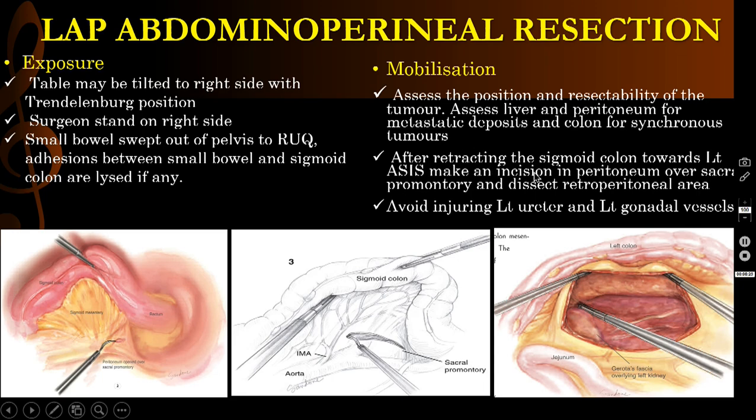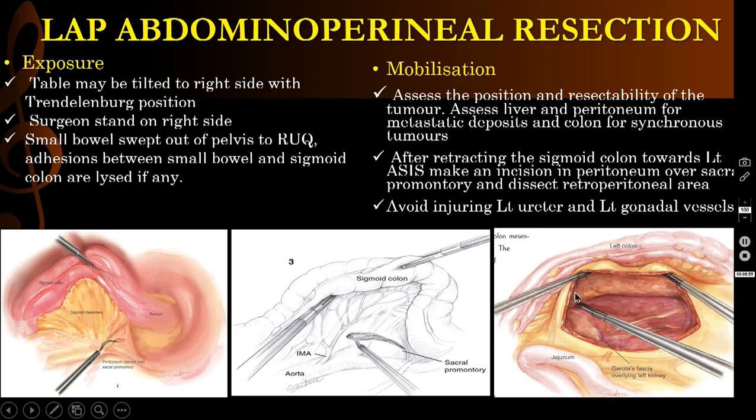After retracting the sigmoid colon towards the left anterior suprailiac spine, this is the thing. You have to hold it and retract it towards the left anterior suprailiac spine. We have to make an incision in the peritoneum over the sacral promontory. This is the incision. And dissect the retroperitoneal area.